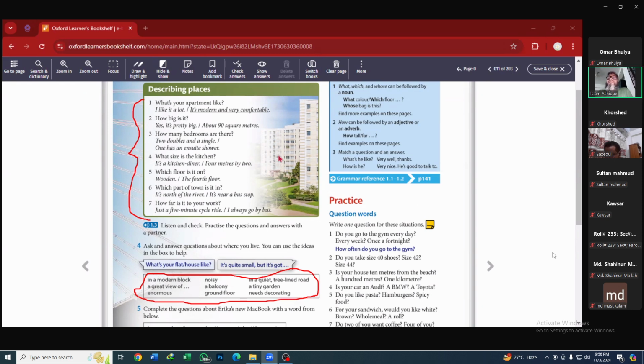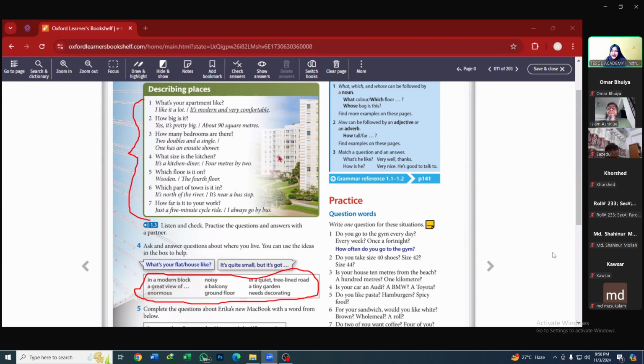It's 5 meters by 3. Great. Which floor is it on? It's on the seventh floor. Which part of town is it in? Okay, sorry. Which part of town is it in? It's in the middle of the town. Downtown. It's in the center of the town. Okay. How far is it to your work? It's near to my workplace, and it takes 3 to 5 minutes walking.